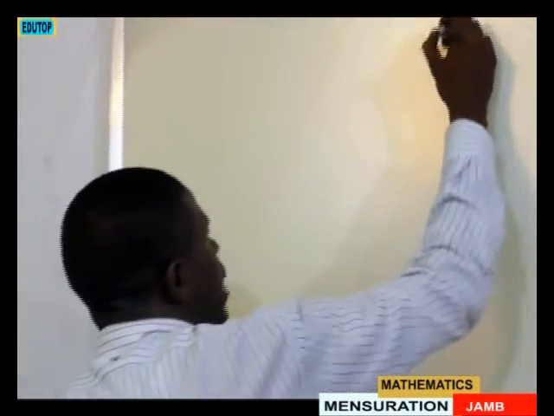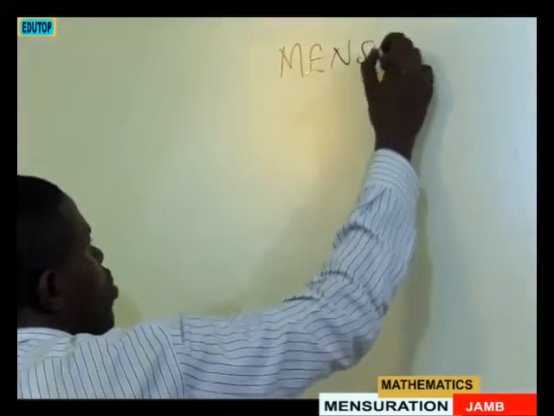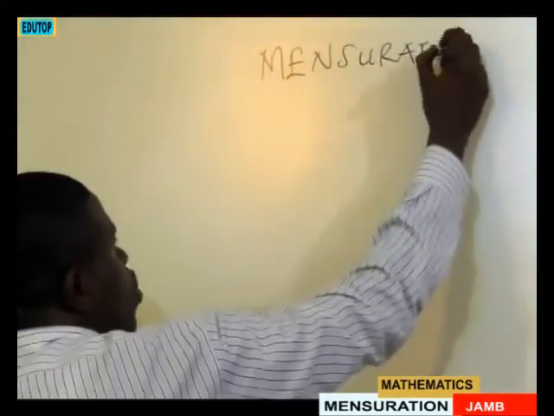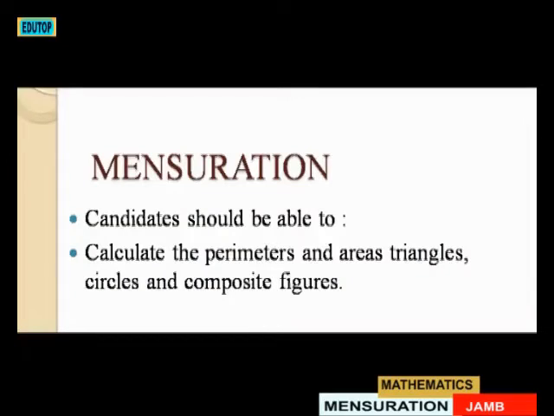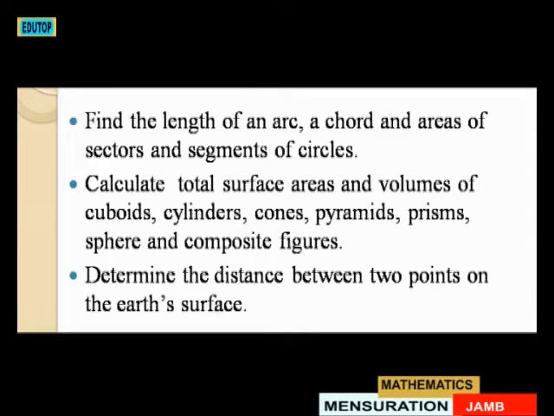The topic under discussion is mensuration. I'm going to be talking about the following subtopics. Candidates should be able to calculate the perimeters and areas of triangles, circles, and composite figures. Candidates should be able to calculate the length of an arc, chord, and areas of sectors and segments.